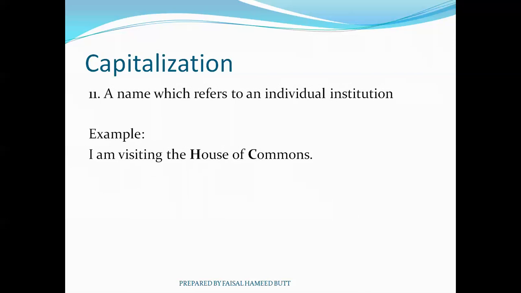Always remember articles, a and the, and prepositions. If they come in between words as part of a name, they will always be written with a small letter. You will not write them with a capital letter, right? House of Commons, of will be written with a small letter, right? When a preposition comes in a name.